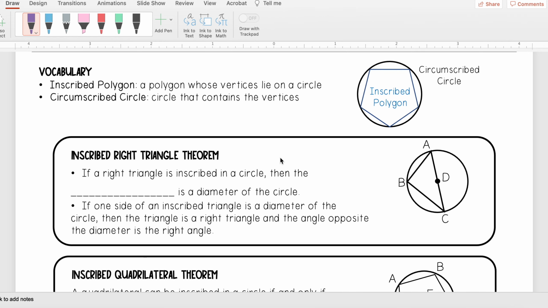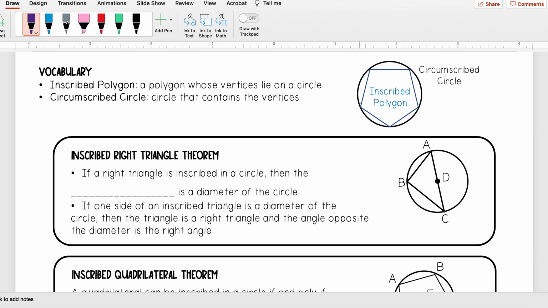Now in circles we also have something called an inscribed polygon. And so we just talked about inscribed angles. Now an inscribed polygon is pretty similar in the fact that it's also contained in the circle. However, it's a polygon whose vertices lie on a circle. So instead of one vertex, it is all the vertices of this polygon.